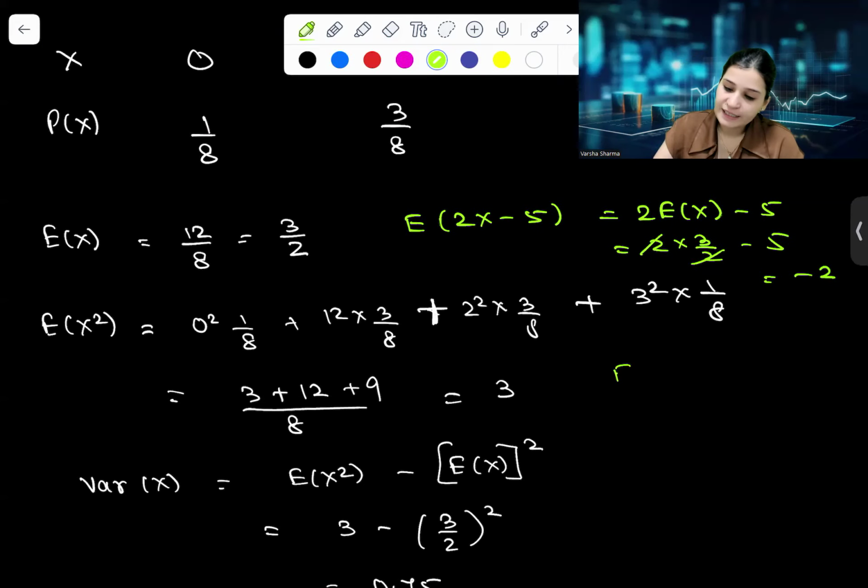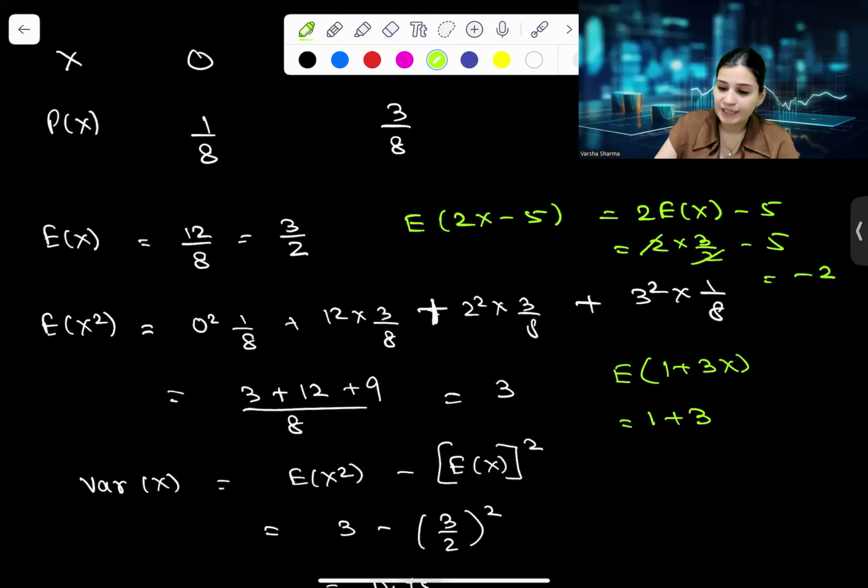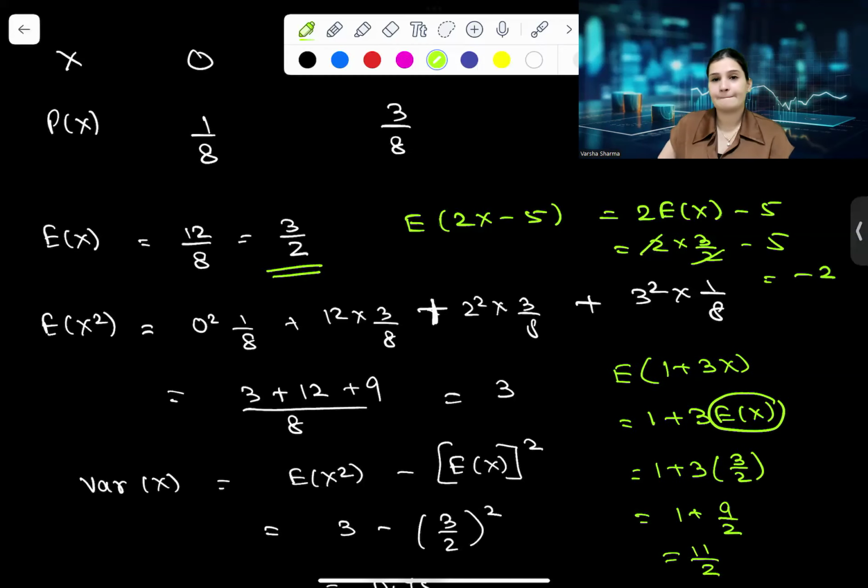If I write expectation of 1 plus 3x, E will only go to x, rest everything will sit at its place. So 1 will remain 1, 3 will remain 3, E will only go to x. And E of x we have already calculated here, 3 by 2. Put that value. So 1 plus 9 by 2, 11 by 2. Everybody understood?